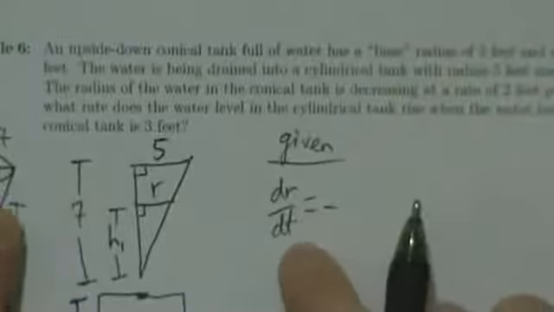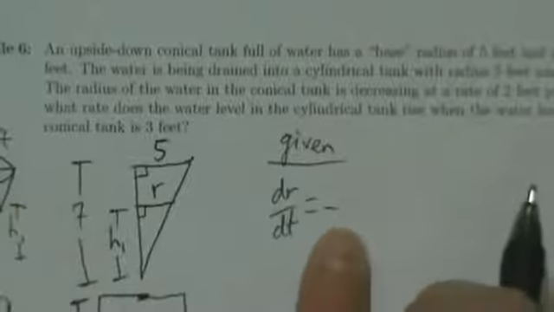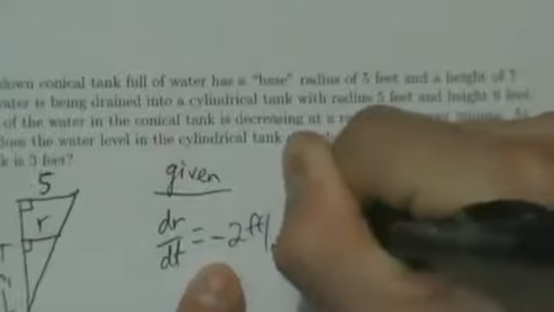So the radius of the water in the conical tank is r. It's decreasing at a rate of 2 feet per minute. So dr/dt, that's the rate of change of the radius of the water in the conical tank. And it's decreasing, so we have a minus sign, and it's 2 feet per minute. Again, dr/dt is negative because the radius, which is r, is decreasing. If the radius is getting smaller, its rate of change would be negative. So it's negative 2 feet per minute here. And that's pretty much all we're given. Everything else we were given, we already labeled, so we won't write it again.